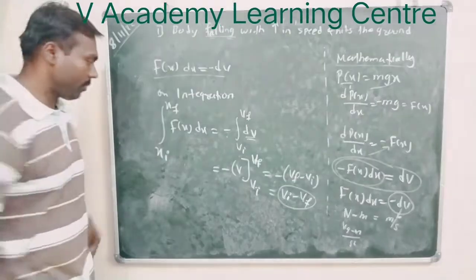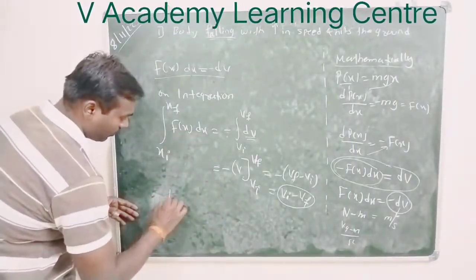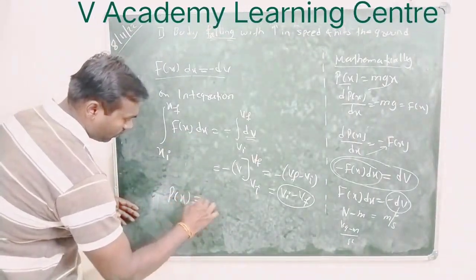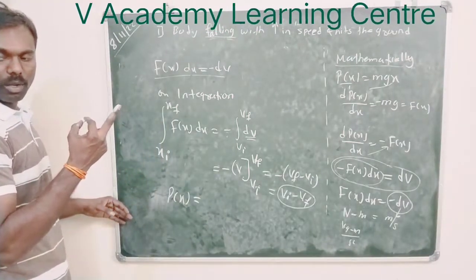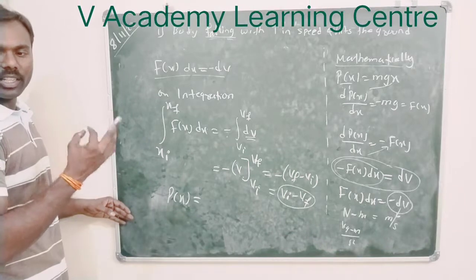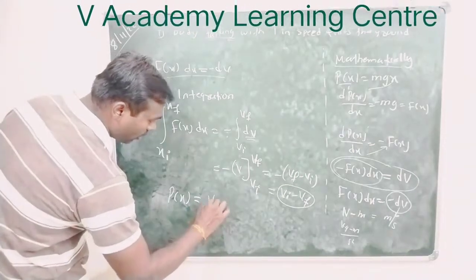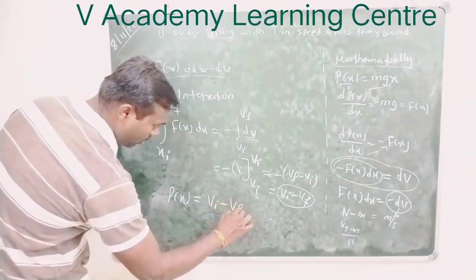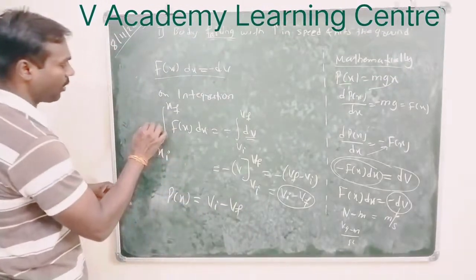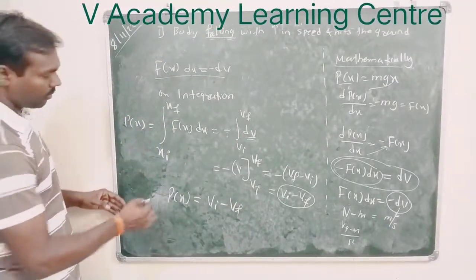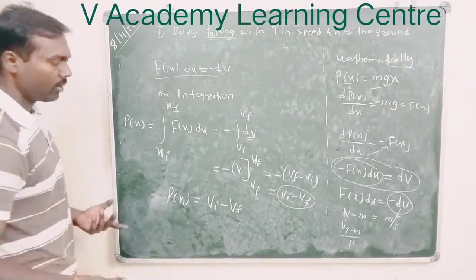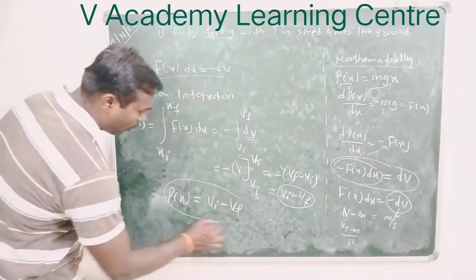Ultimately, what we got? Potential energy is equal to Vi minus Vf. This is towards here. We will take here V. Correct now? That's it. Is it clear? I hope it's clear.